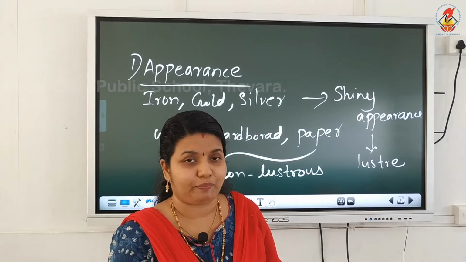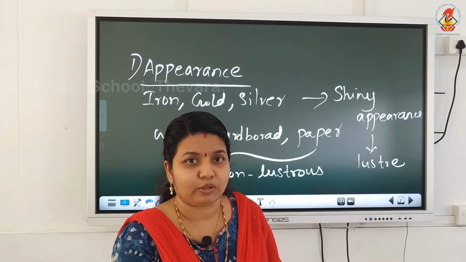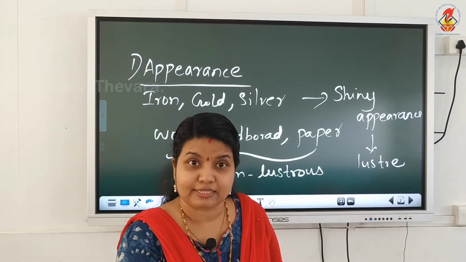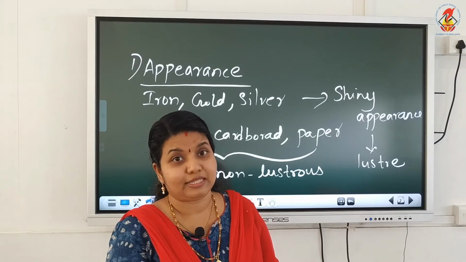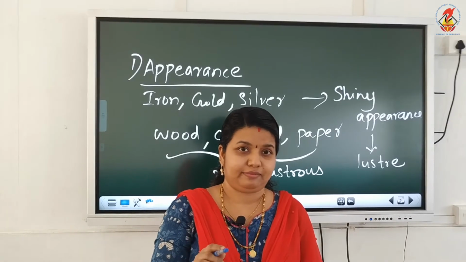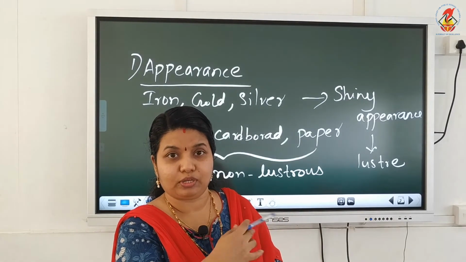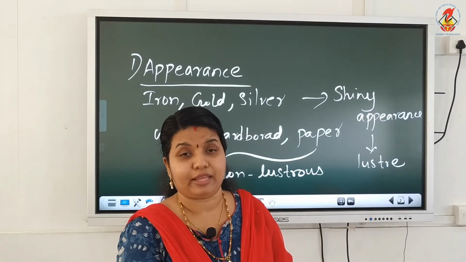So this is one property. Based on appearance, we can group materials: the materials that have luster and the materials that do not have luster. Metals are materials that have luster. Materials like wood, cardboard, paper, etc., do not have luster.